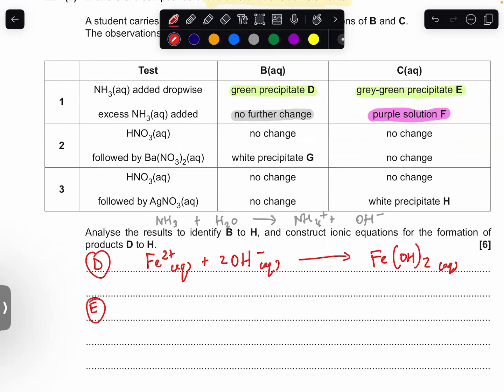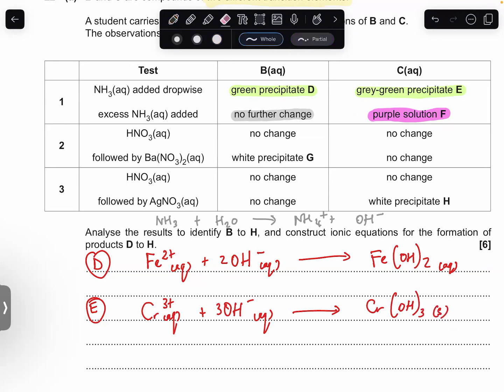Compound E. Now, the only one that can form a purple solution in excess ammonia is the chromium. So we've got Cr3+ ion reacting with hydroxide ions. Again, when you're adding dropwise ammonia, it forms hydroxide ions. Look at the formulas. That is supposed to be a solid.